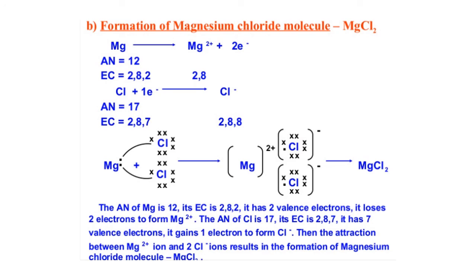Magnesium has lost 2 electrons. So it gives 1 electron to one chlorine atom and another electron to another chlorine atom, and combined they form an ionic compound called magnesium chloride, that is MgCl2. This is the formation of magnesium chloride. This gives rise to the next topic, ionic compounds.